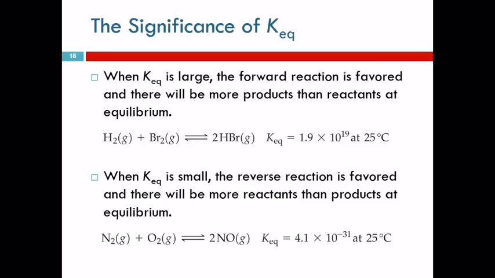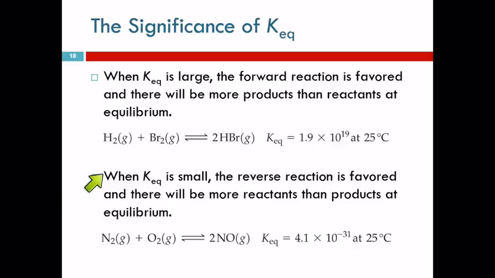Well, what does KEQ mean? If KEQ is very large, that tells us that the forward reaction is favored. There's going to be a lot of product and not much reactant at equilibrium. And when we mean large, we mean large. So this reaction between hydrogen and bromine is in equilibrium with hydrogen bromide. The equilibrium constant is 1.9 times 10 to the 19th. That's a really big number. At equilibrium, there's a lot of HBr and there's very little of the reactants left.